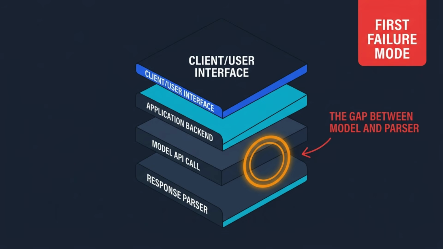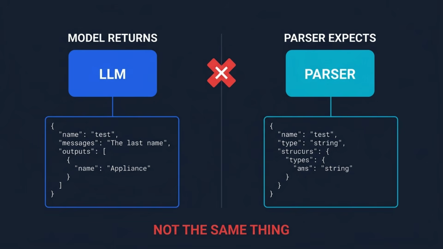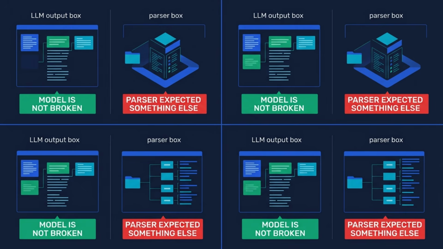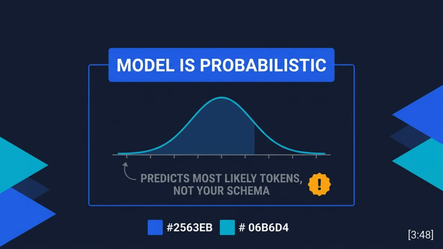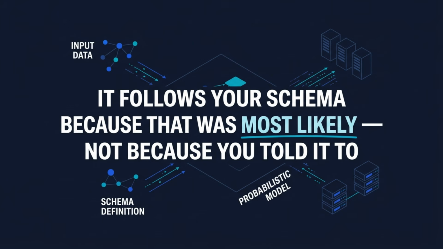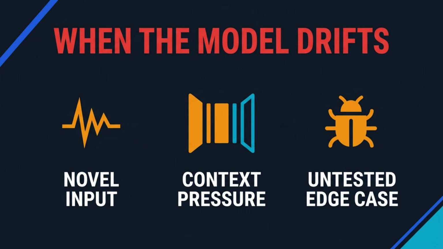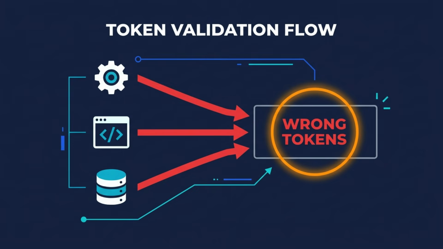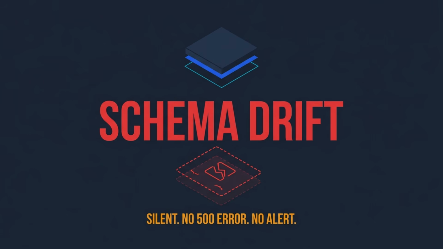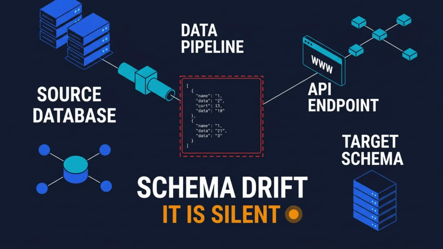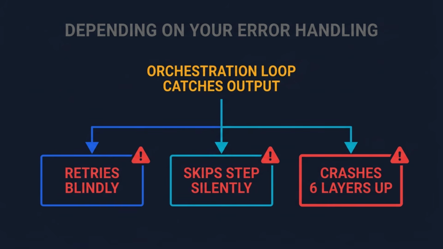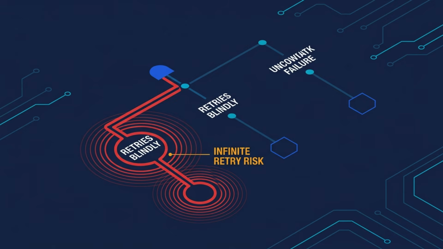Here is where the first invisible failure mode lives. The model returns a response. Your orchestration layer passes it. But what the model returned and what your parser expected are not the same thing. Not because the model is broken, because the model is probabilistic. It does not follow your schema because you told it to. It follows your schema because, given everything in its context window, that was the most likely next sequence of tokens. And sometimes, under novel inputs, under context window pressure, under edge cases you did not test, the most likely tokens are not what you needed.